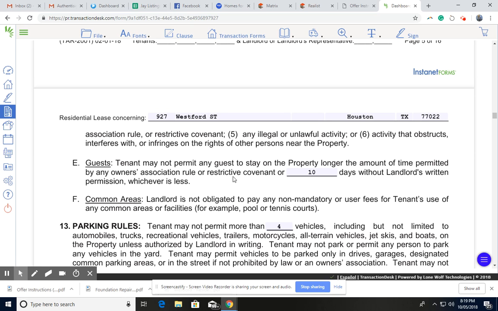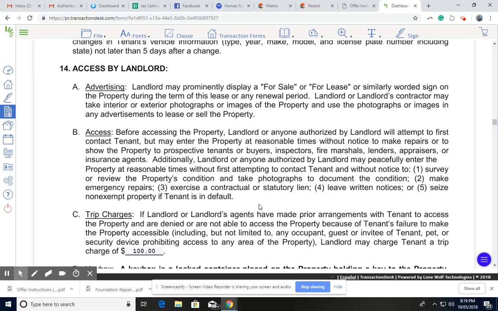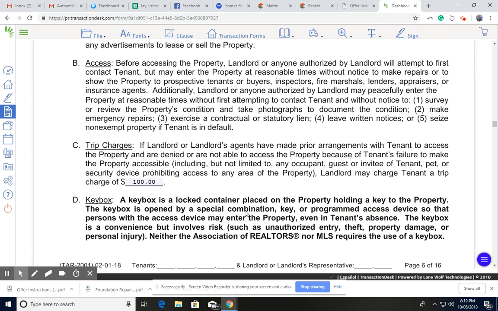So a tenant may not permit any guest to stay on the property longer than the amount of time permitted by an owner association rule or restrictive covenant, or 10 days without landlord's written permission, whichever is less. So let's just say you got your cousin wanting to stay over, he can only stay there 10 days. We find out there's another person there, and if they want to go half on the rent, well, we have to run his credit and all the good stuff, like if he's a brand new tenant. Most of the time, depending on the size of the home, we will allow up to 4 vehicles, no more than 4 vehicles in the driveway. Sometimes people get out of hand and half of those cars don't work.